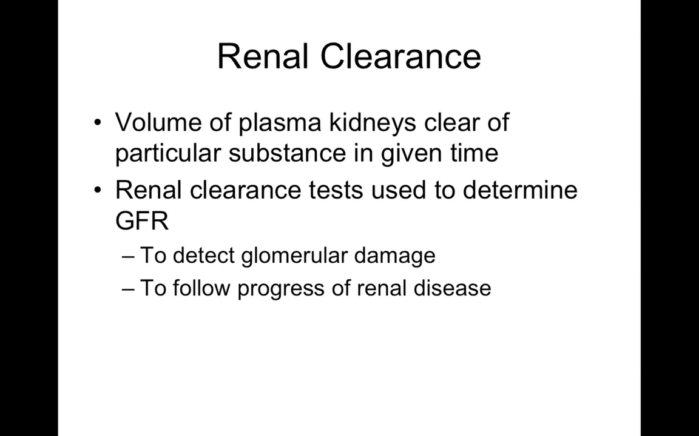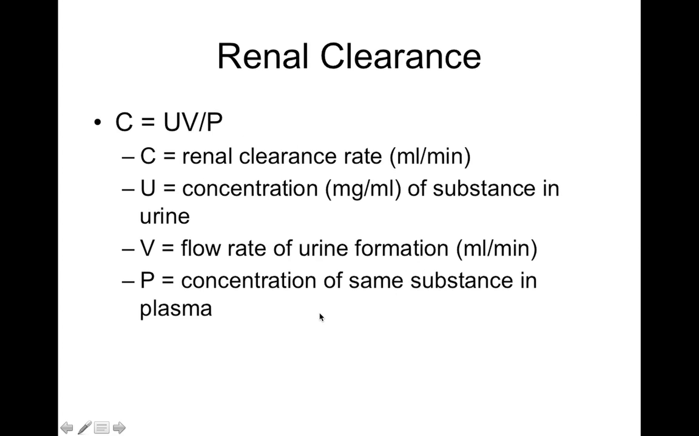Renal clearance is the volume of plasma that's cleared out by your kidneys in a given amount of time. Renal clearance is used to test the health of your kidneys and as a measure of GFR as well. So you can use renal clearance to detect things like glomerular damage or follow the progress of someone's kidney disease. So there's an equation for renal clearance.